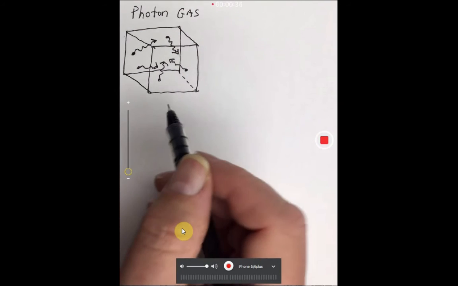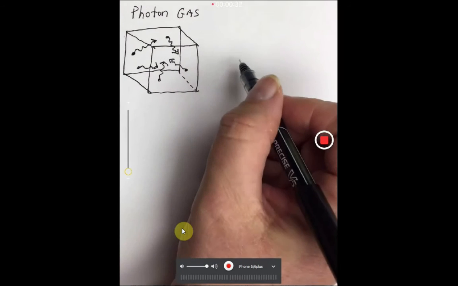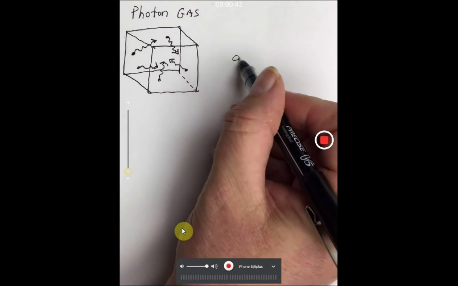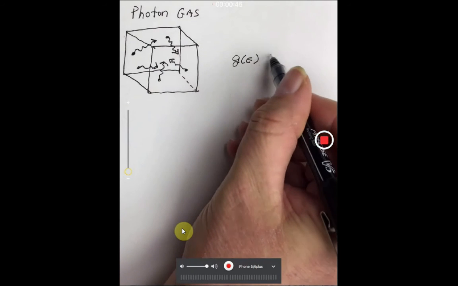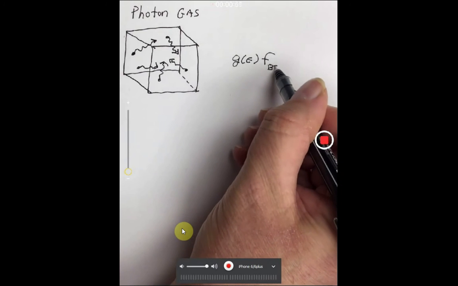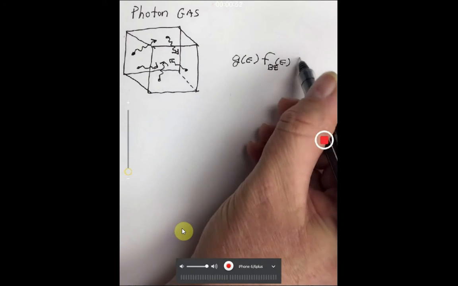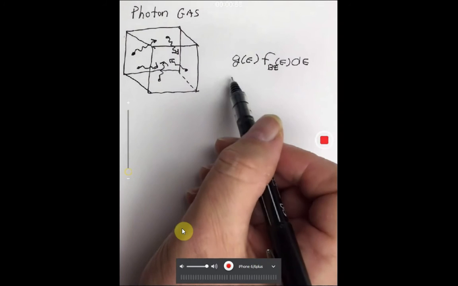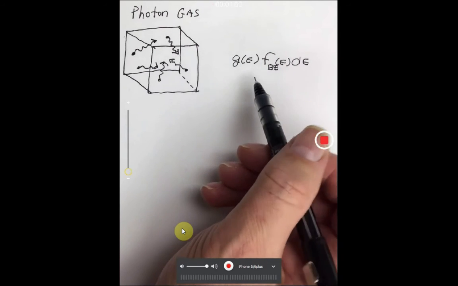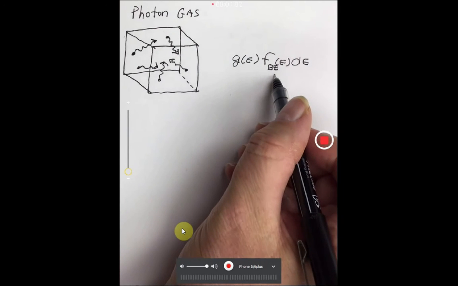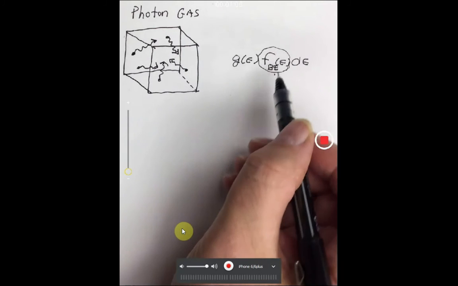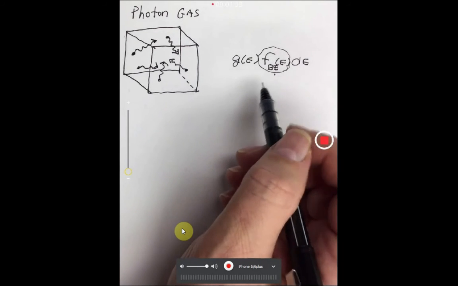Now, we know that the distribution of photons as a function of energy will look like this. We'll have a product of two functions. Bose-Einstein. This would represent the number of photons with energy between E and E plus dE. This is the Bose-Einstein distribution. This dictates the overall shape of the distribution.